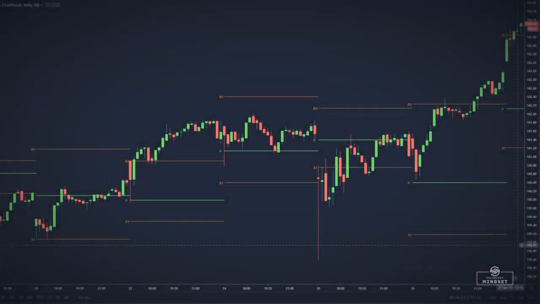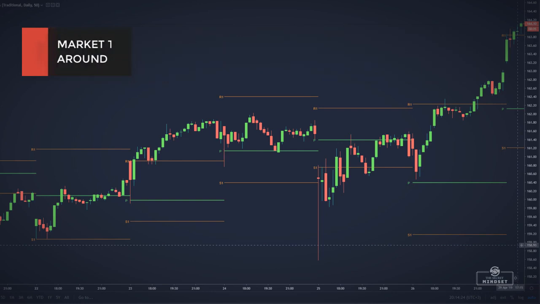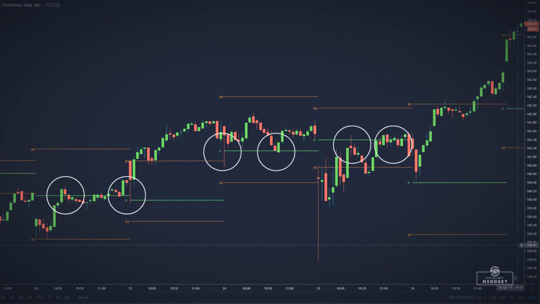Hey guys, here's a fun fact about pivot points. The market trades to the central pivot point around 60% of the time. This means that every day there's a 60% chance that the market will reach the main pivot point. To me, that's a pretty good probability compared to the 50% odds of the market going up or down.